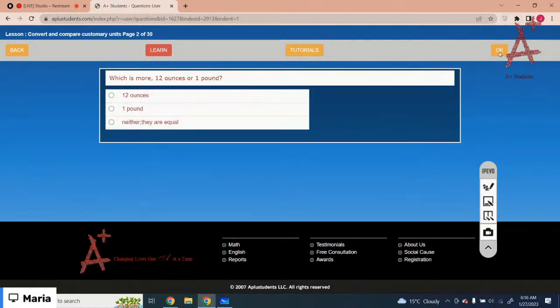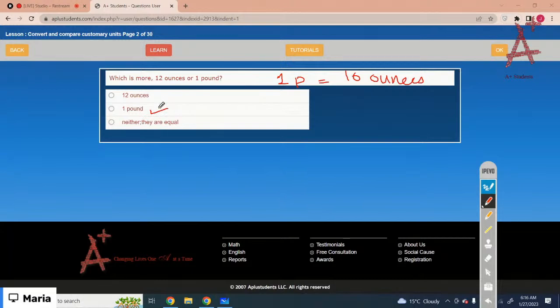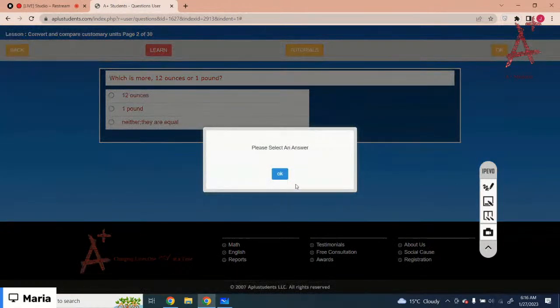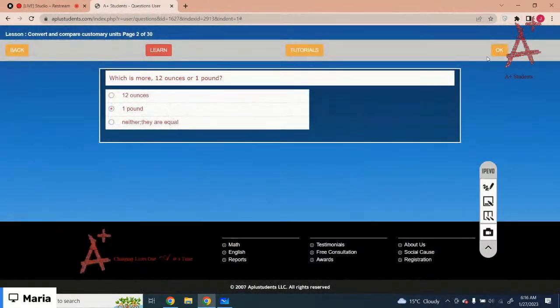Okay, which is more, 12 ounces or 1 pound? How many ounces do we have in 1 pound? 1 pound equals 16 ounces. Got it? That means 1 pound is more than 12 ounces. Got it? So the correct option is 1 pound, because in 1 pound we have 16 ounces and 16 is greater than 12. So 1 pound is more than 12 ounces.